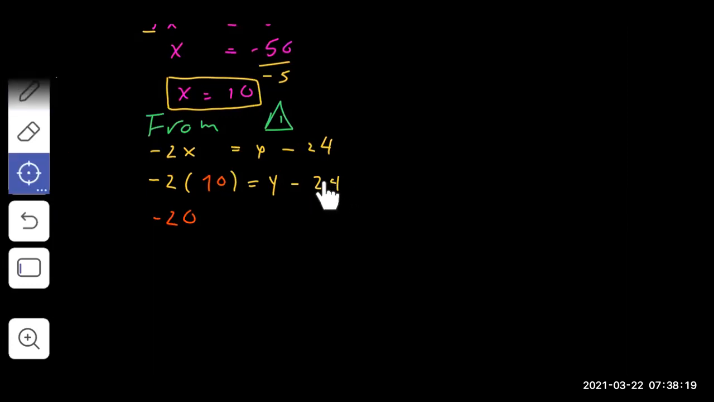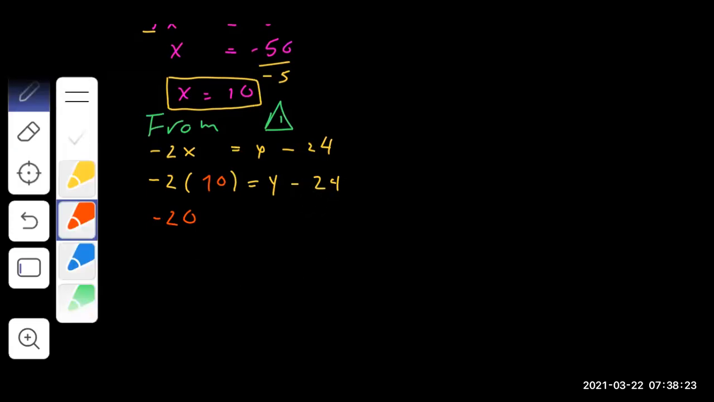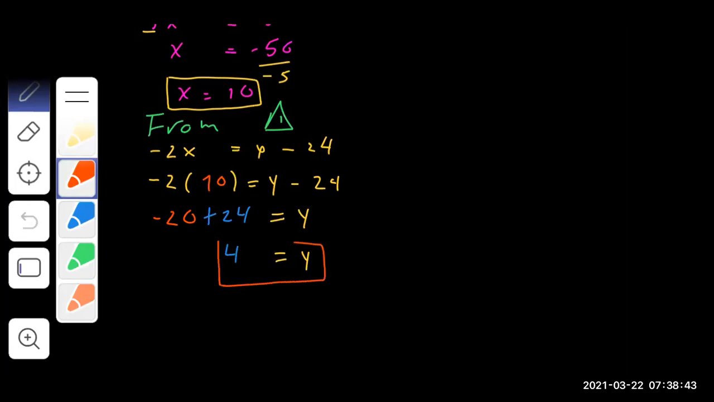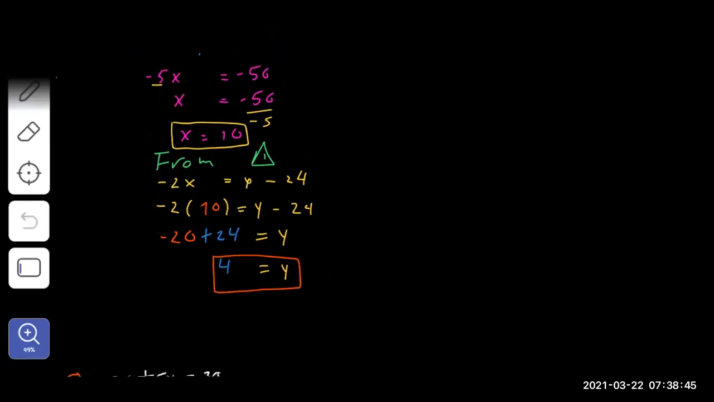Take a look at this negative 24. I will move it to this side, guys. If I move it, it's going to be positive 24 equals y. Okay, y is alone here. Let's simplify this, guys. What is y equal to then? 24 minus 20 equals 4. Thank you. y is equal to 4. And we got it. This is my y value.